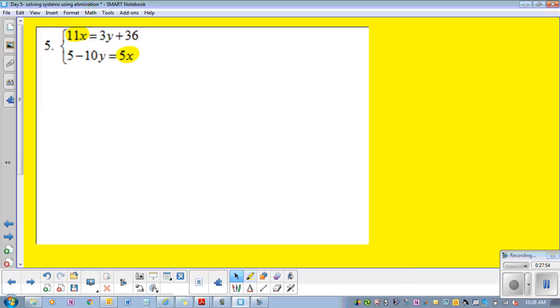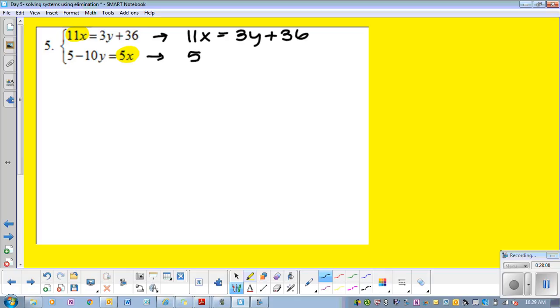We just rewrite it. So I'm going to say the top one, 11x equals 3y plus 36, right? And then the bottom one, I'm just rewriting. I'm not fixing up anything yet. 5x equals, I'm just reading from the right to left, right? Put the y term first, so that's a negative 10y, and then a positive 5. Do you agree?